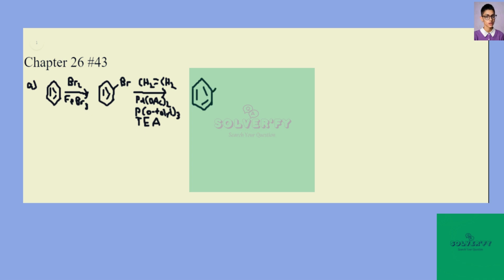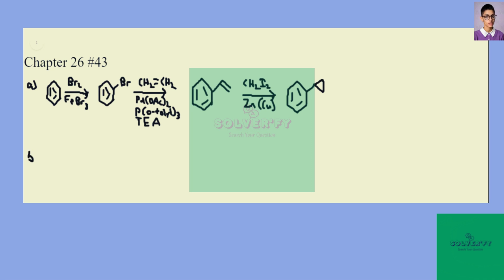And so now all that we need to do is the carbene reaction that we learned about in this chapter. So CH2I2, zinc, copper. And that is going to install the cyclopropane here. Okay, so that's part A.